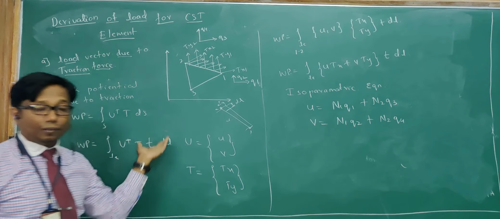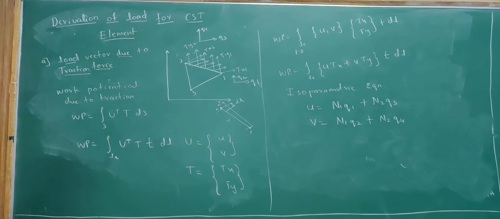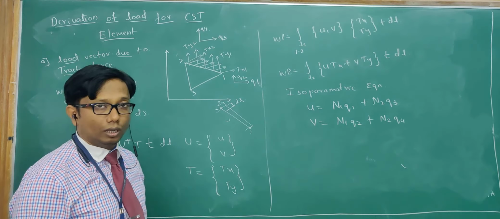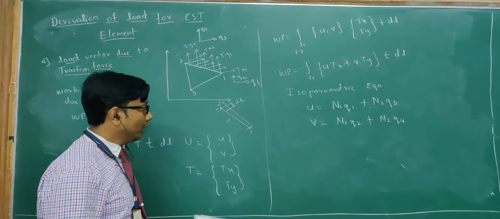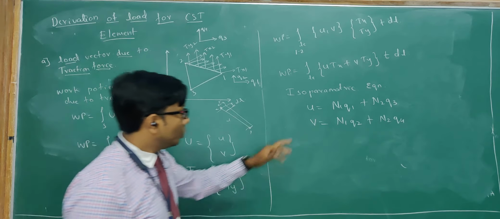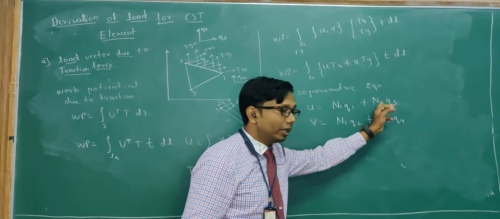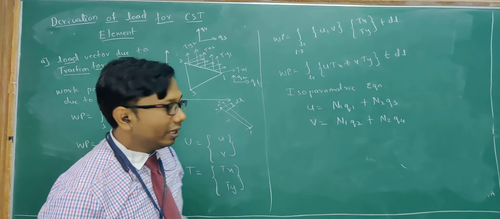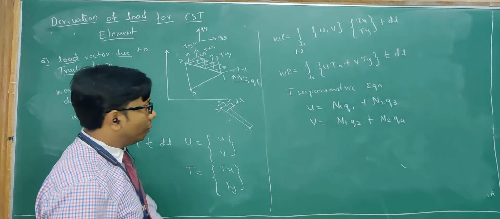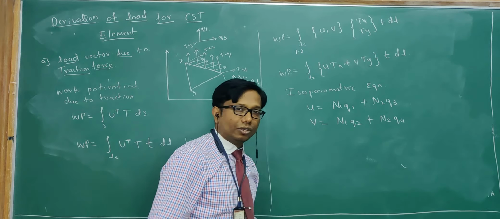See, in the previous case what we did was take a body force. Body force acts over the volume, which acts on the individual elements. For that case we took n1 q1, n2 q3 and n3 q5. Here it is acting on a particular side of the element. For that case we have taken the shape function in this particular fashion.